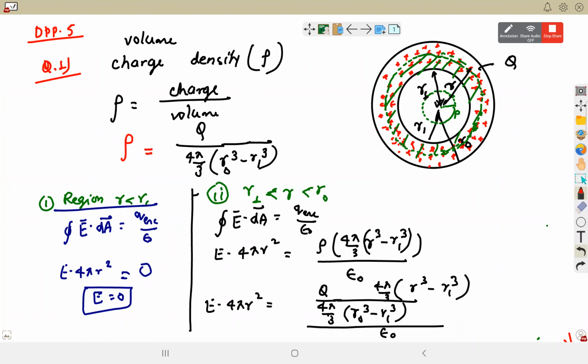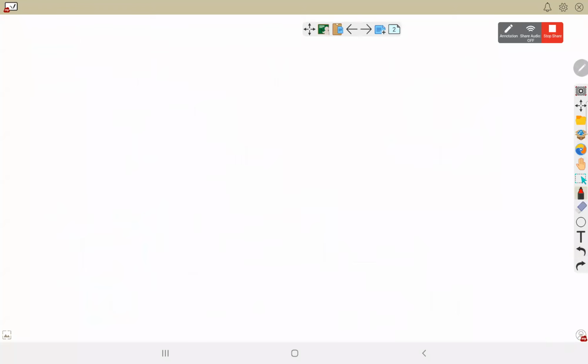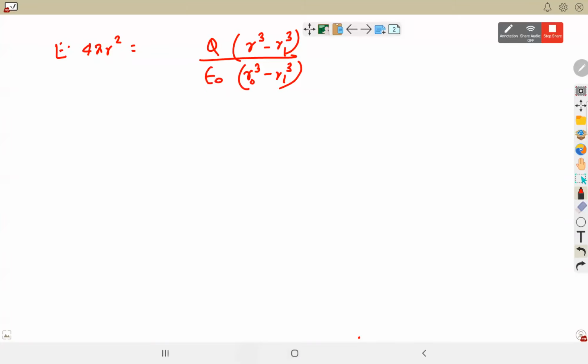The integration of E dot dA is the total charge enclosed. For the total charge, charge density multiplied by volume. The 4 pi by 3 cancels. E into 4 pi r square is Q times r cube minus R1 cube, divided by R0 cube minus R1 cube, into epsilon naught.